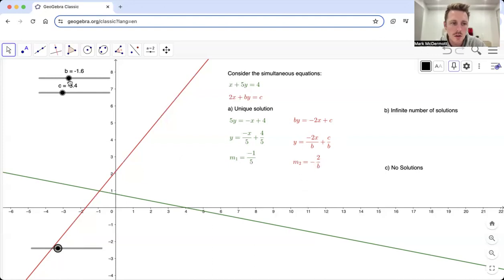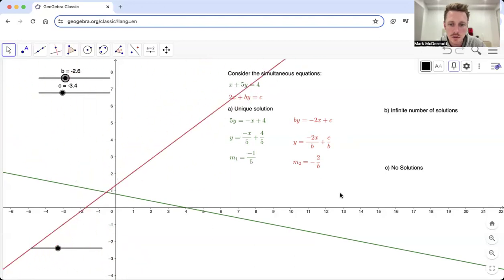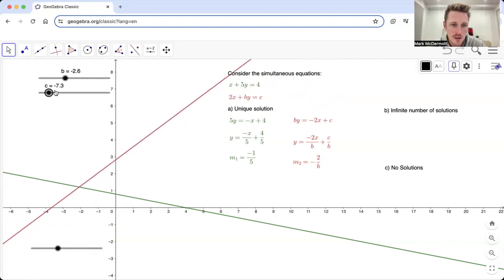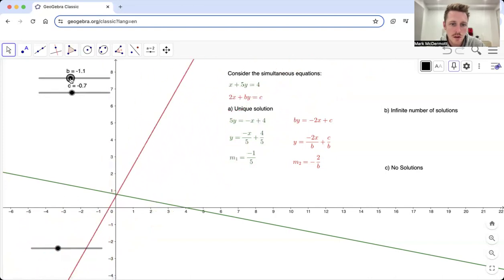So let's have a think. If I change b, apparently that's going to change the gradient of the red line. And that's right, because the gradient of the red line only depends on b. It doesn't depend on c. If I change c, clearly that doesn't change the gradient of the red line. So just sort of interpreting what's going on here.